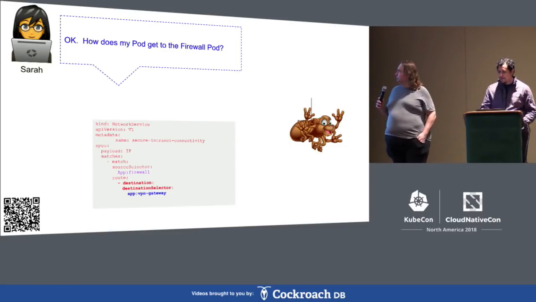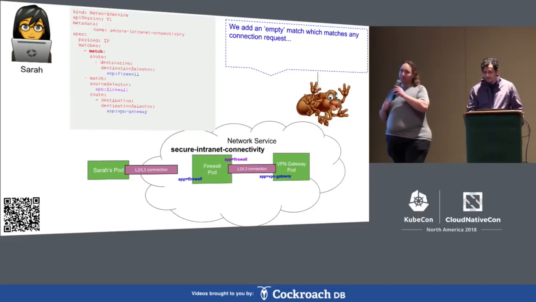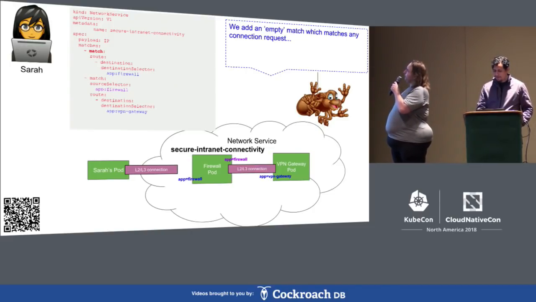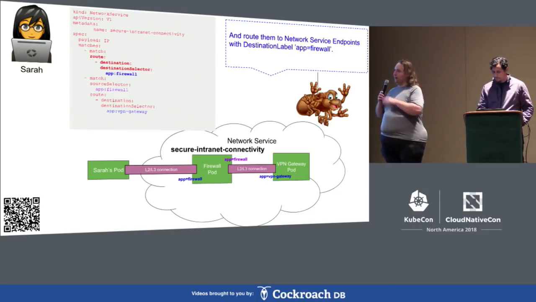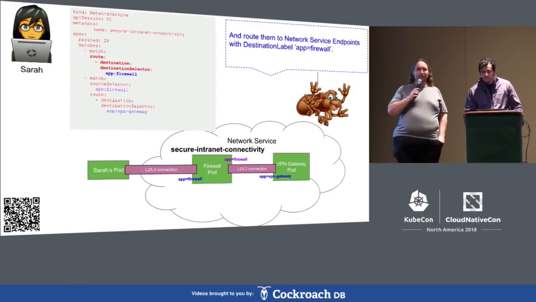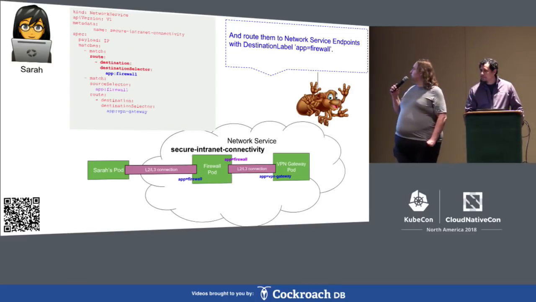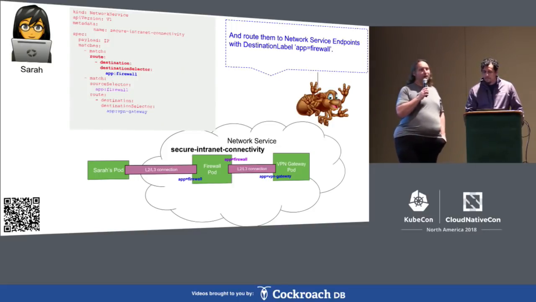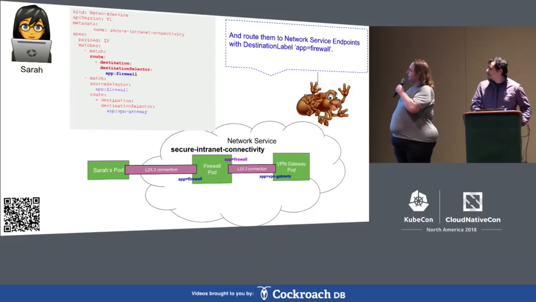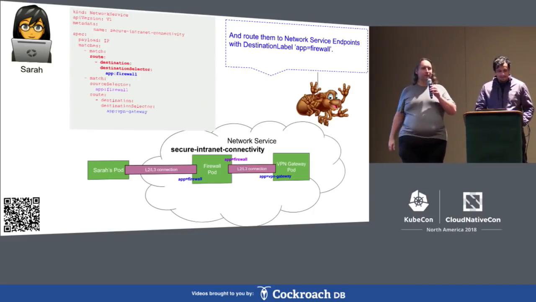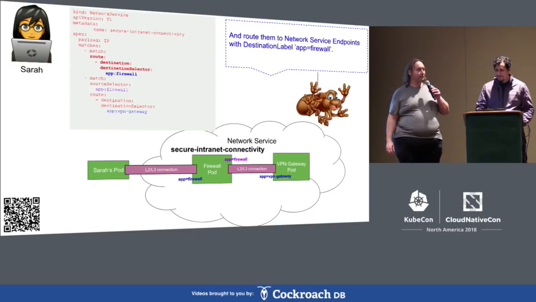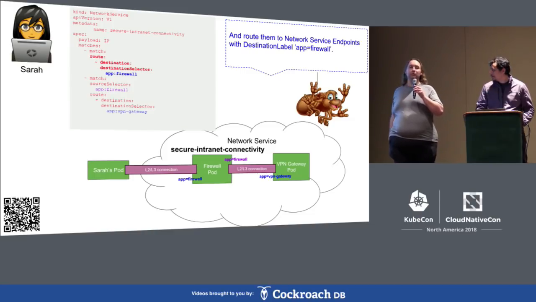Cool. So how does my pod get to the firewall? Yep. Again, this is where the magic of labels comes in. You have a match that doesn't have a selector. That match is going to match anything that's coming in that's not carrying labels, which Sarah's pod won't. And its destination is going to have a label app equals firewall. So that connection comes in, we look at it, it matches the no-labels match, and we connect it to something that is providing secure internet connectivity that has app equals firewall. Now we've got the composition of two network service endpoints to provide a single network service that Sarah wants, and Sarah is none the wiser. She doesn't have to know what does the security, and it can change over time without her having to change.